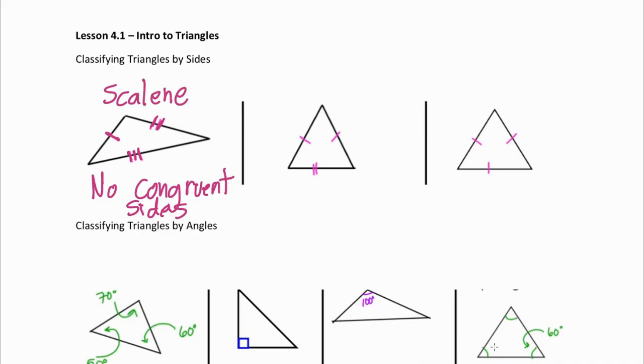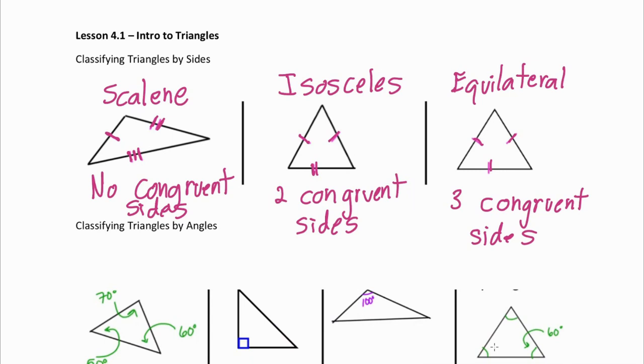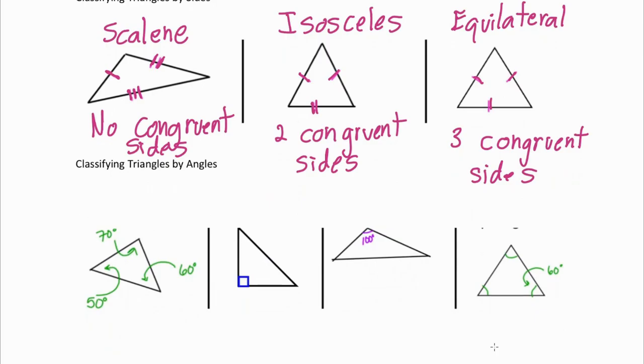We could also have one set of congruent sides, two congruent sides. And when we have two congruent sides, we call that isosceles. And then we can have three sides that are all congruent. And when we have three congruent sides, we call that equilateral. So that's how we classify triangles by their sides, but we can also classify triangles by their angles.